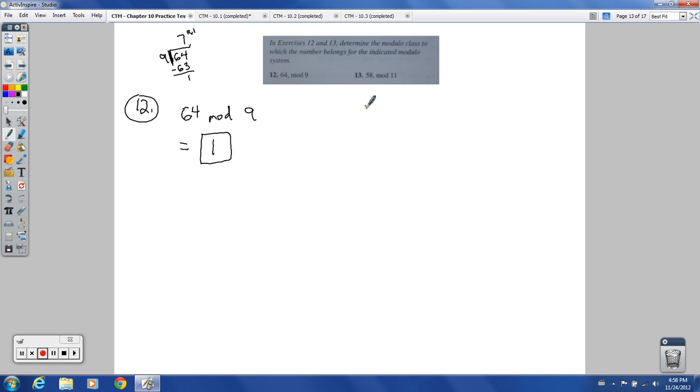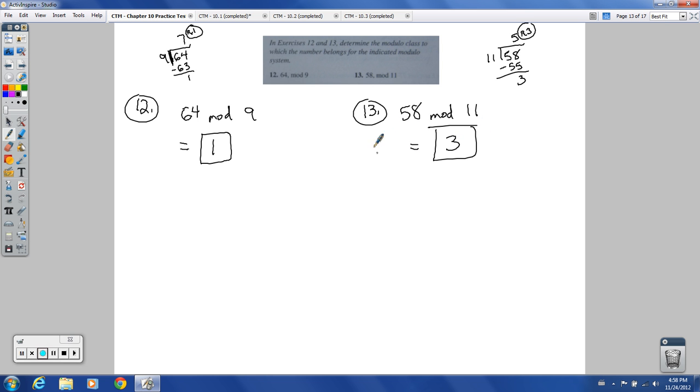And so doing the same thing with number 13. 58 mod 11. If you divide 58 by 11, how many whole times does that go into there? It's 5. Subtract 55 and you're left with 3. So a remainder of 3. This is what matters for modular arithmetic, the remainder again. So 58 mod 11 is 3, and 64 mod 9 is the same thing as 1.